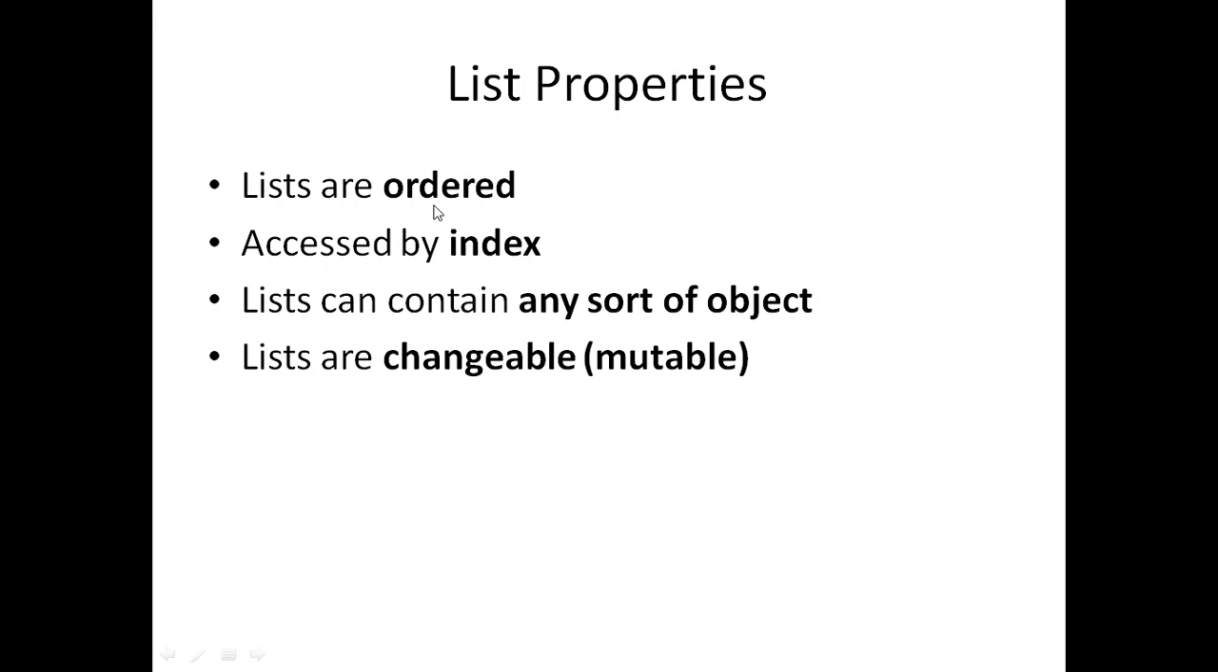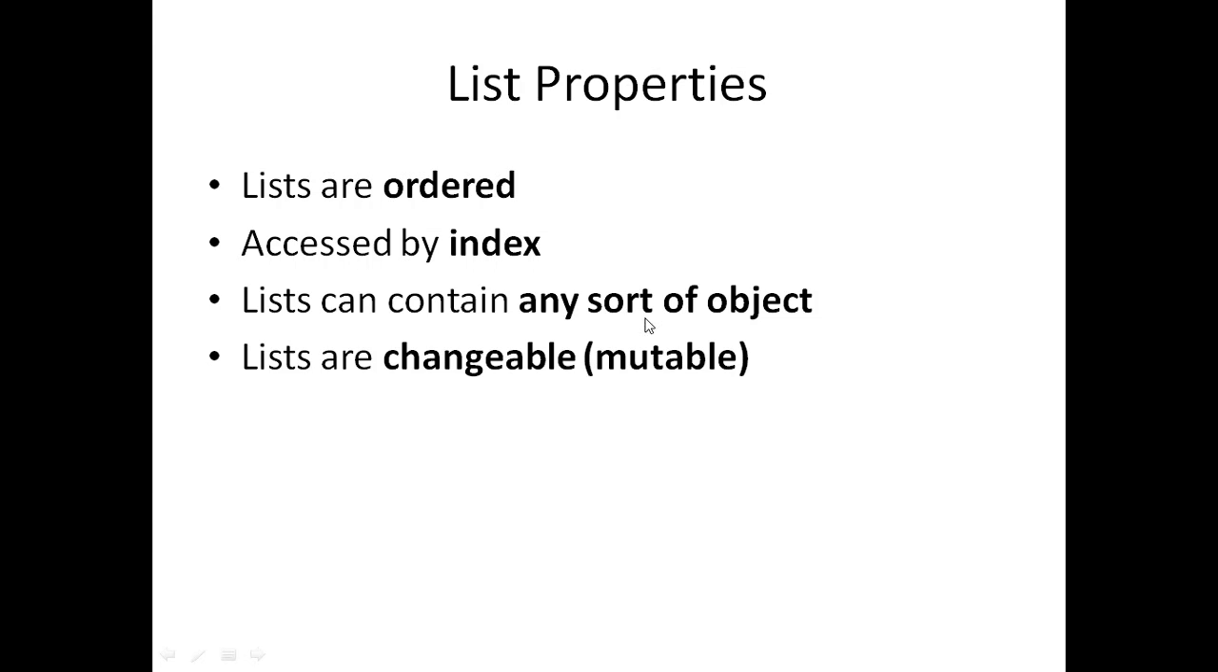Lists are ordered. So there's a particular order in the list. If you are storing 5 elements, everything will be in a particular order. It is accessed by index. The first element will be 0, the second element will be 1. If there are n elements, then the last element will be n minus 1. In strings also, we used to access by index, like str of 5. Similarly, list can also be accessed using index.